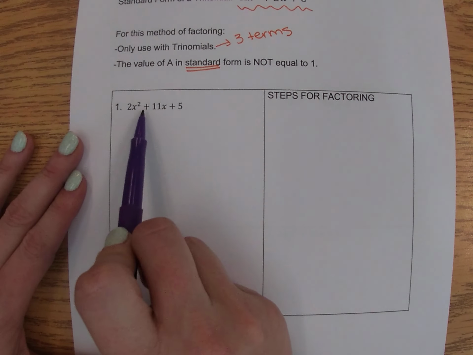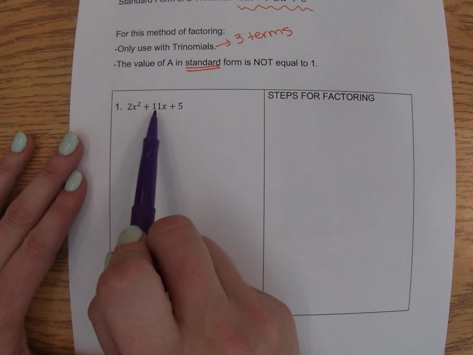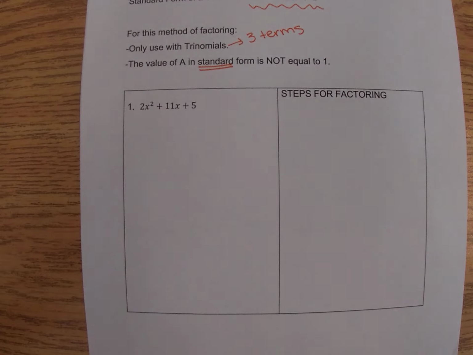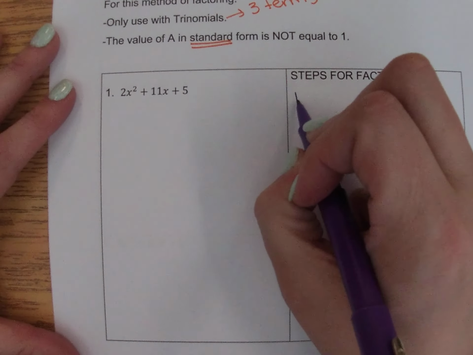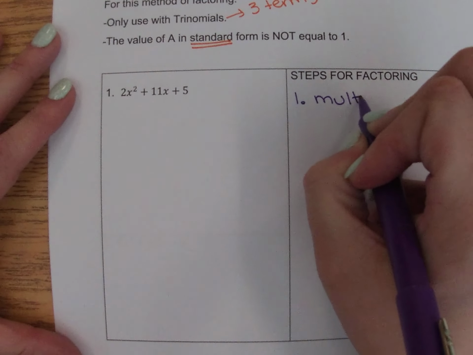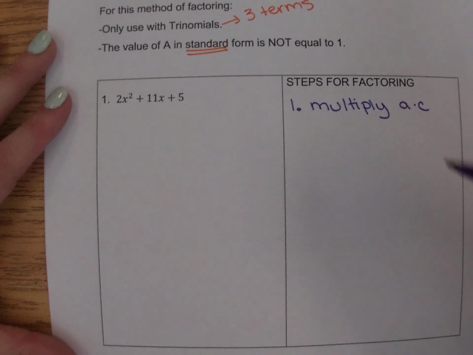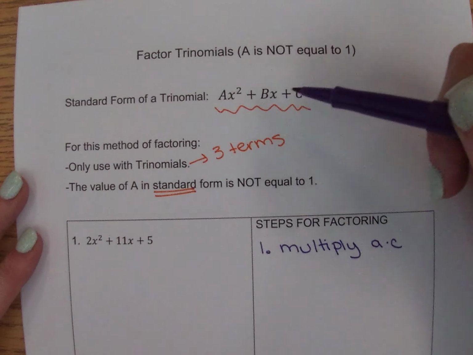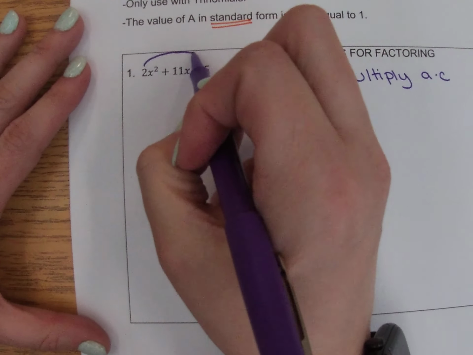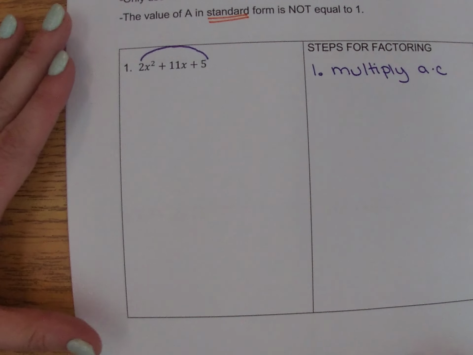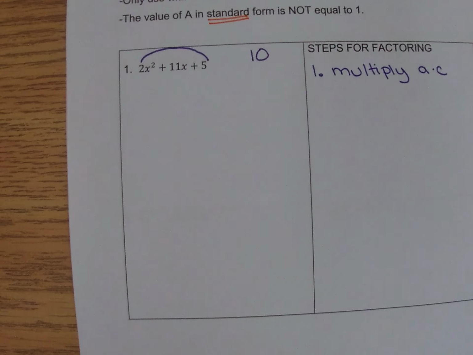So 2x squared plus 11x plus 5 is the form ax squared plus bx plus c. So the first thing that we want to do is we are going to multiply a times c, right? So a is the number in front of the x squared, c is the constant or the number by itself. So as long as we're written in standard form, we're going to multiply the first number and we're going to multiply the last number. So 2 times 5 gives me 10.